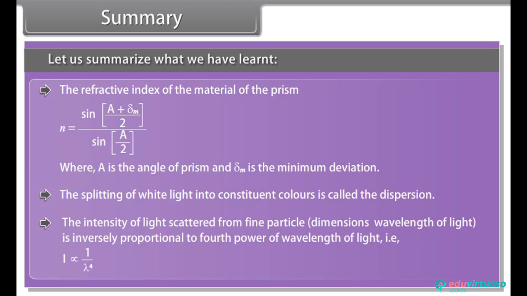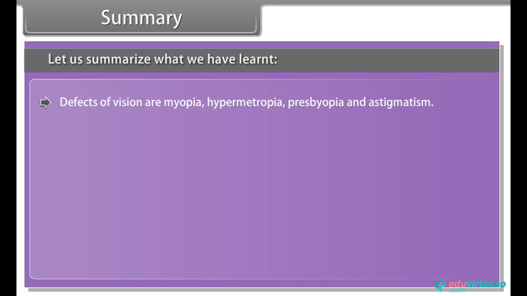The intensity of light scattered from fine particles, with dimensions much smaller than the wavelength of light, is inversely proportional to the fourth power of the wavelength of light, that is, I is directly proportional to 1 upon lambda raised to the power 4. Defects of vision are myopia, hypermetropia, presbyopia, and astigmatism.